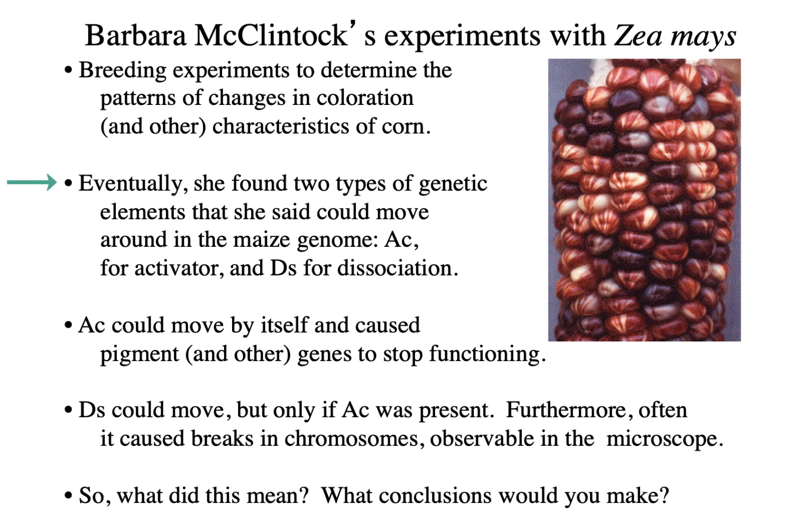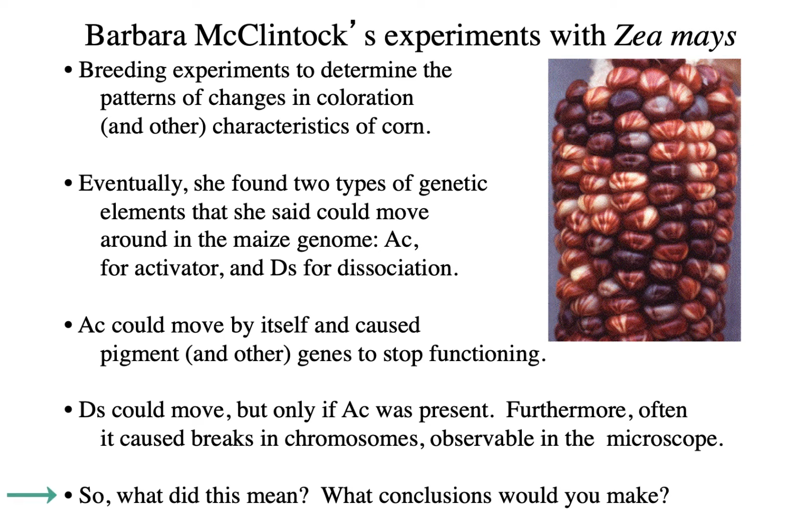She found many types, but two of the types that she found were AC, or activator elements, and DS, for dissociation elements. The AC could move by itself and cause pigment and other genes to stop functioning, while the DS could move, but only if the AC was present. And furthermore, often the DS caused breaks in the chromosomes, which she could observe cytologically.